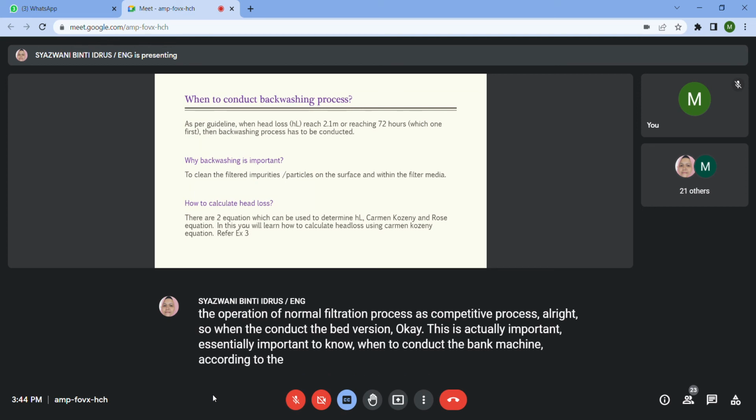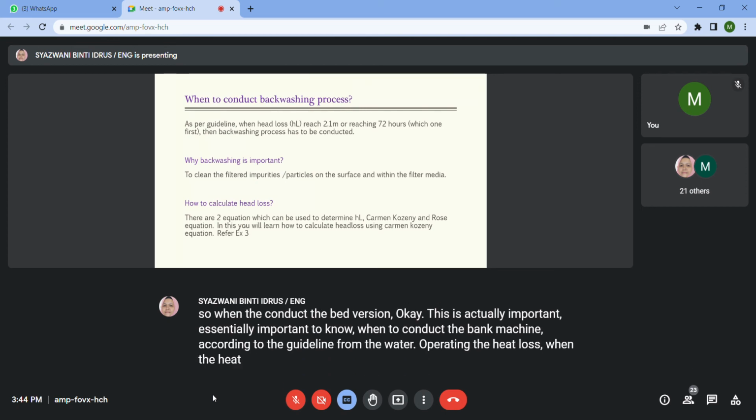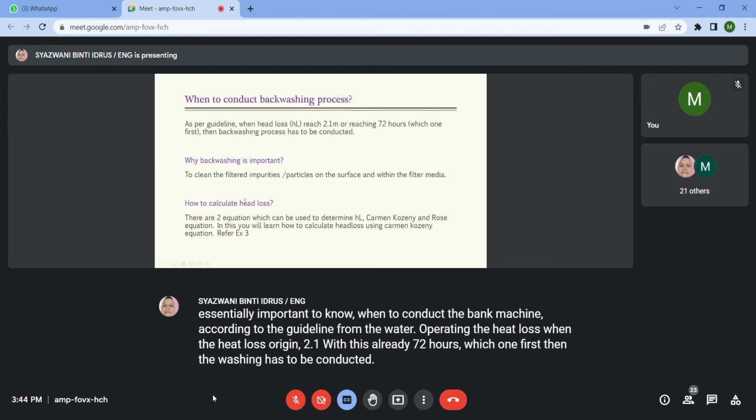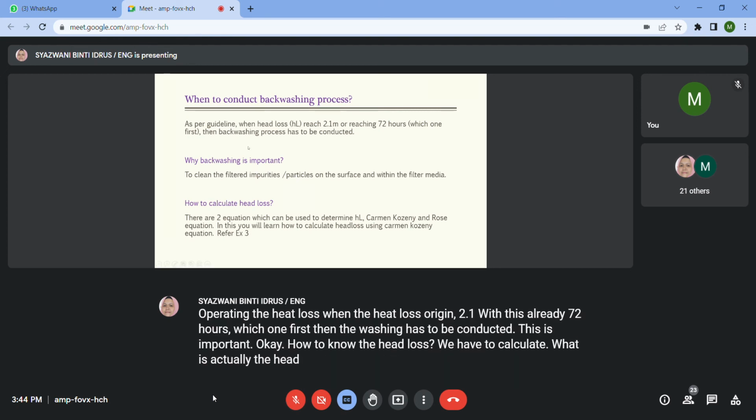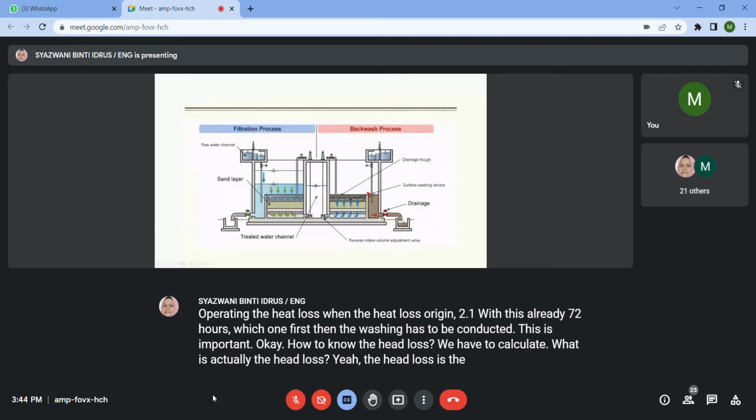According to the guideline from the water operator, when the head loss reaches 2.1 meters or reaches 72 hours, whichever comes first, then backwashing has to be conducted. This is important. Okay, how to know the head loss? We have to calculate what is actually the head loss. The head loss is the layer of water above the filter media.